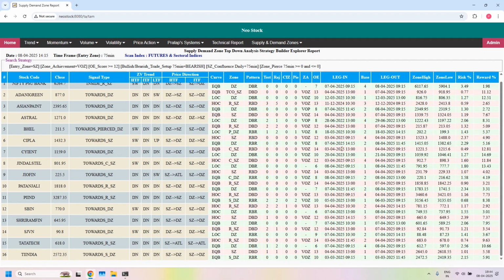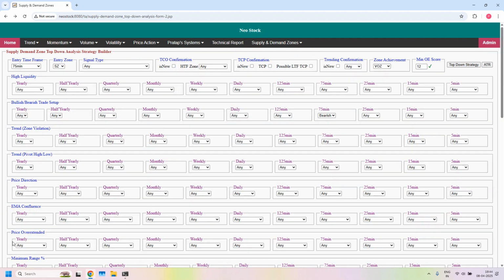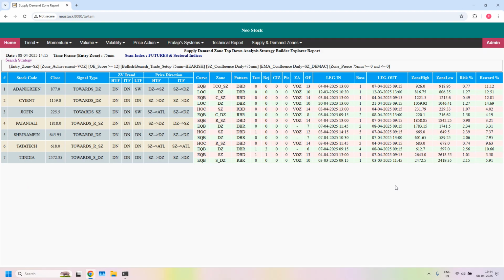Okay, because the 75 minutes entry zone is overlapped with daily, and if the daily supply zone is having daily EMA, then the filtered stocks might be having even more high probability to get success. So in the EMA confluence at daily time frame, I am checking daily supply zone having daily EMA confluence. So with this filter, we got 7 stocks. So these 7 stocks are having even more high probability to get success.